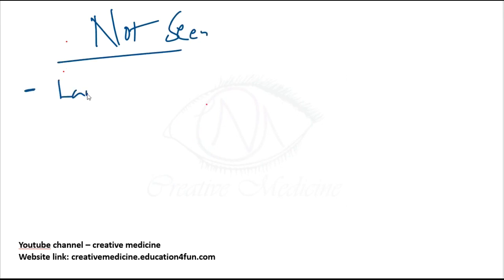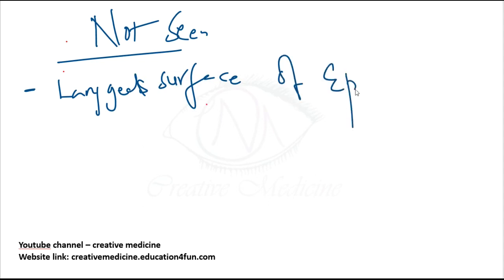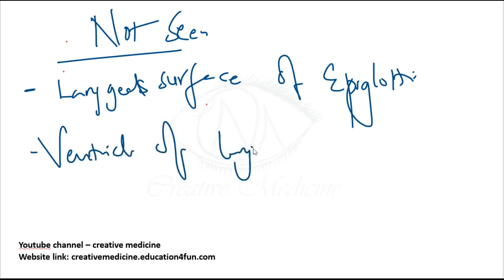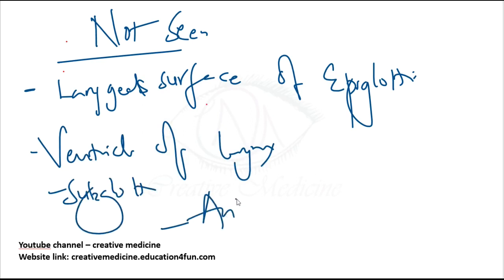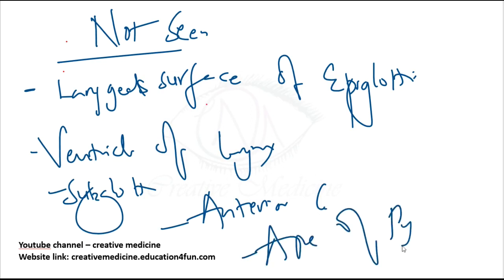Now, what cannot be visualized? Number one, not seen: the laryngeal surface of the epiglottis is not seen. You will see the oral surface of the epiglottis, but not the laryngeal surface of the epiglottis. Then the ventricle of the larynx is not seen. Then you will not see the subglottis, and you will not see the anterior commissure, and also the apex of the piriform fossa is not seen.